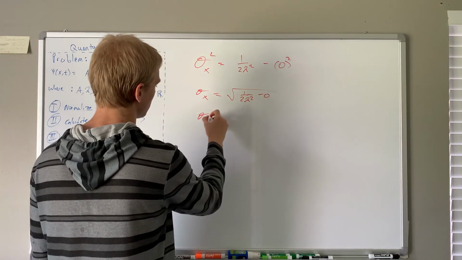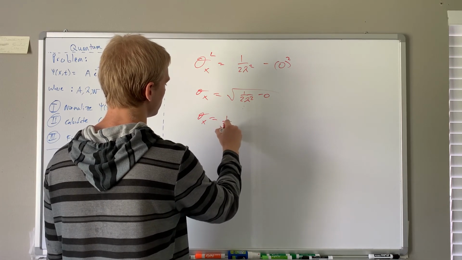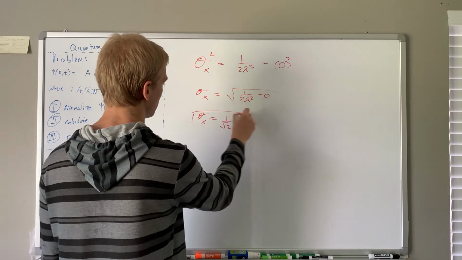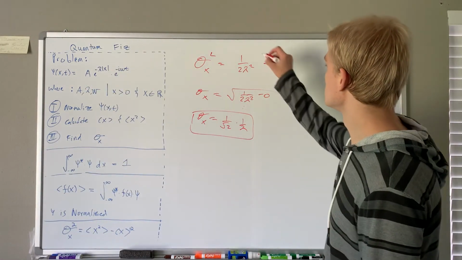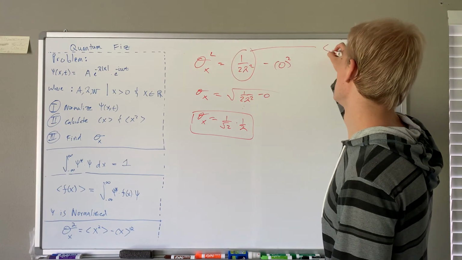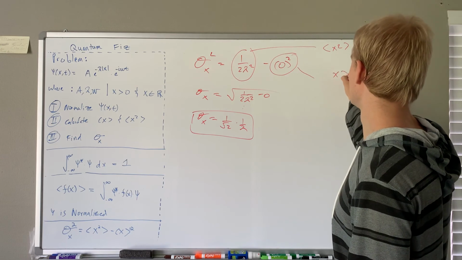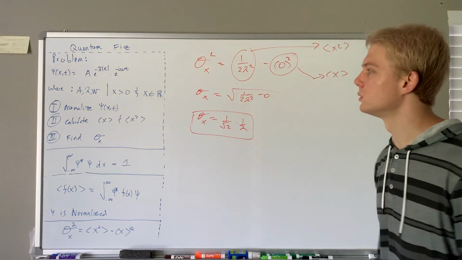So what do you get? It's 1 over radical 2 times 1 over lambda. And just to recall, this guy was my x squared and this guy was my x. Just in case I erase it too quickly.